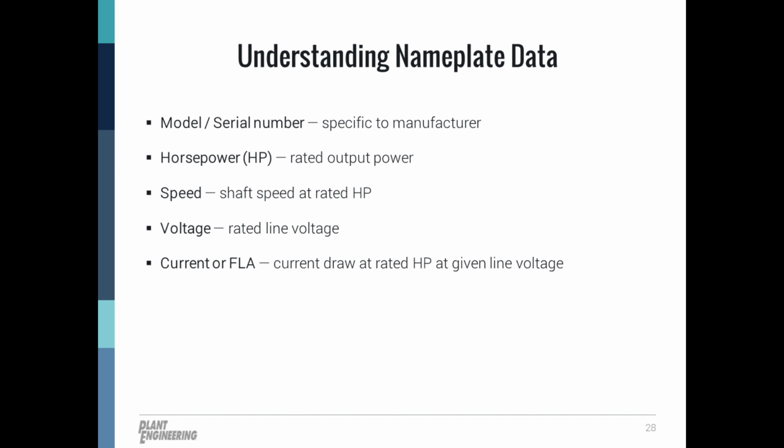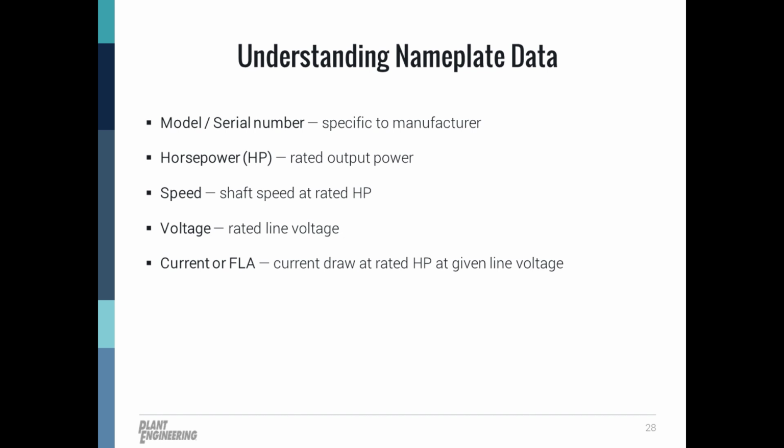Lastly, here we see that the voltage is always an important item to document to make sure the proper line voltage has been applied to the motor. Many motors will give you the option of wiring the motor for different line voltages, such as 460 volt, 230 volt, or even 208 volt. So it is always important to check that the motor has been connected for the proper line voltage rating.